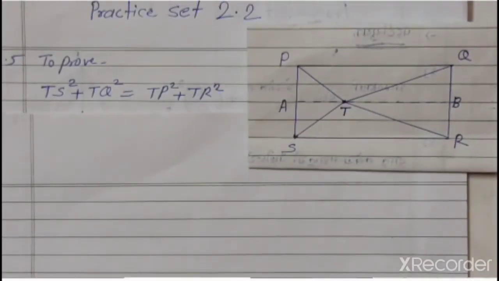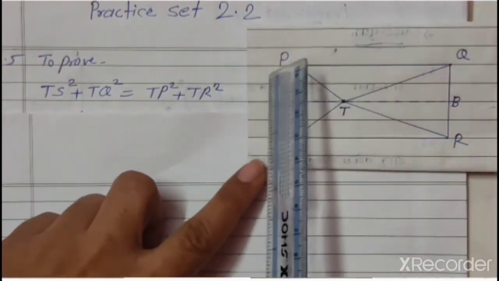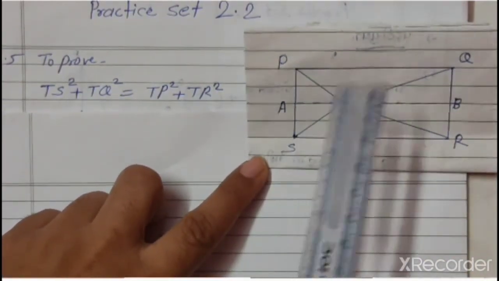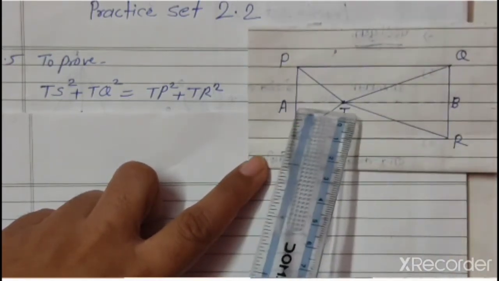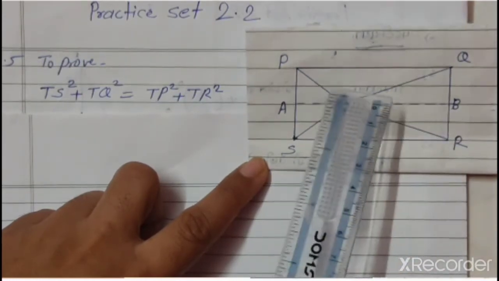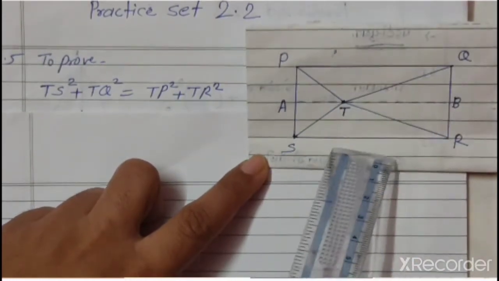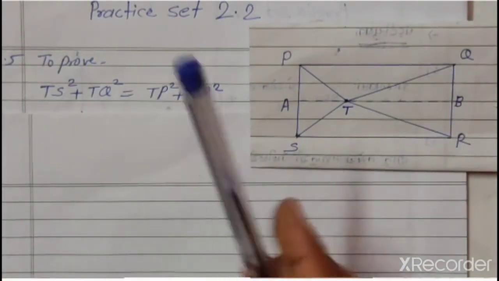Question number 5 from practice set 2.2. In this figure, quadrilateral PQRS is a rectangle. Point T is in the interior of this rectangle, and this construction is given: AB, which passes through point T and is parallel to PQ and SR also. So here is the statement we have to prove.